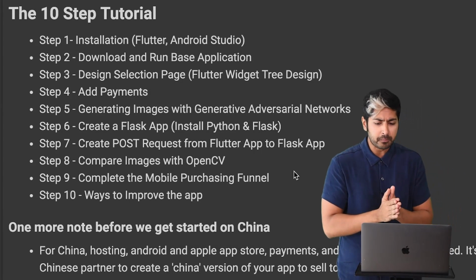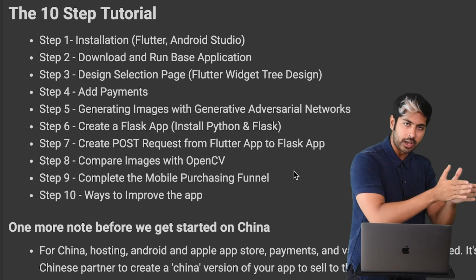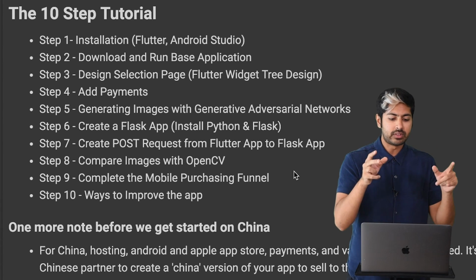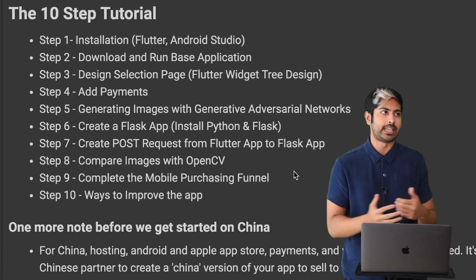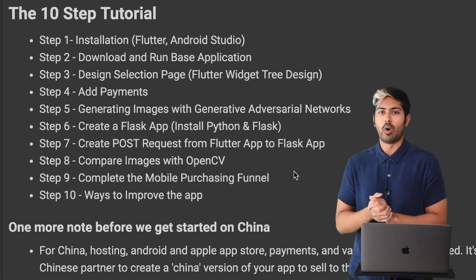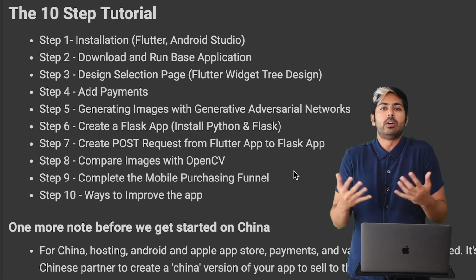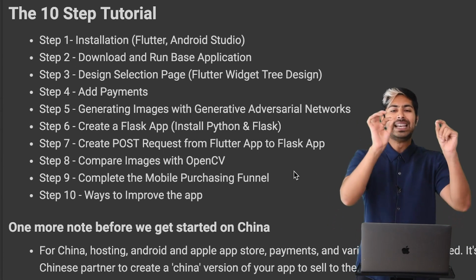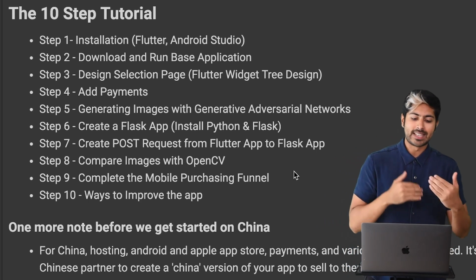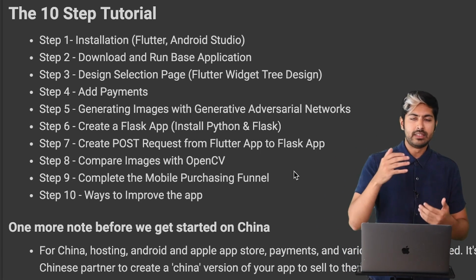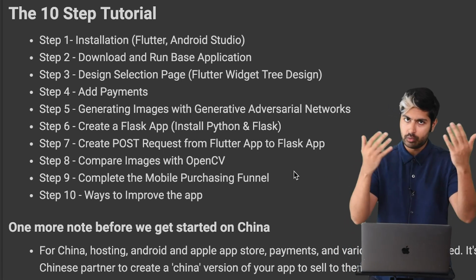So in this tutorial, we're going to go through 10 steps. The first one is to install Flutter and Android Studio. The second one is to download and run a base application. And what do I mean by a base application? A base application is one that we can build on top of that saves us some time, right? We don't want to build everything from scratch. We want to stand on the shoulders of giants. The third step is to design that selection page that I showed you. And that's just really a practice to show you what widget trees look like. The fourth is to add payments.